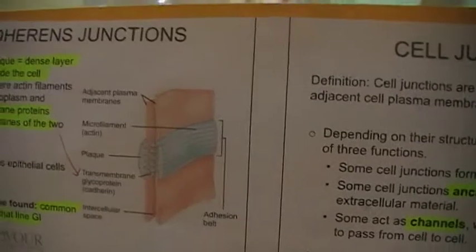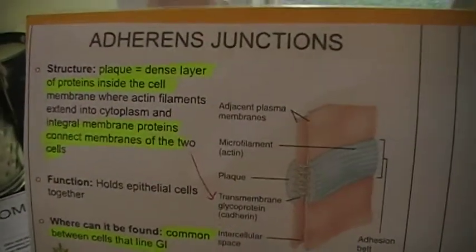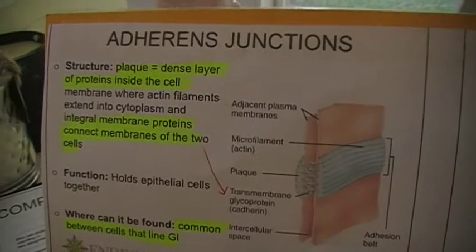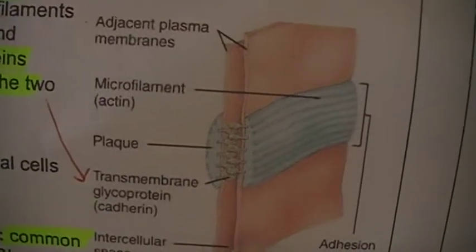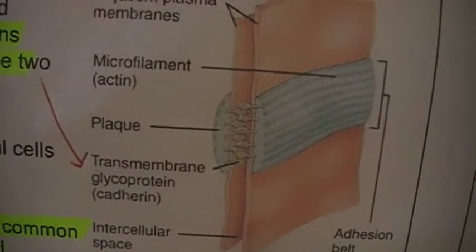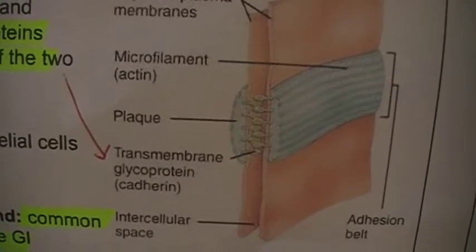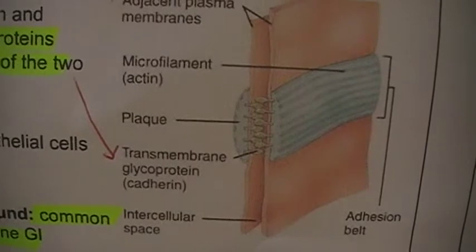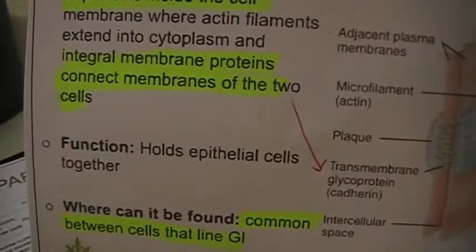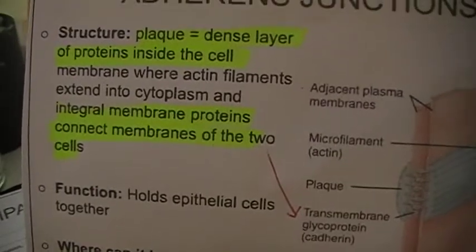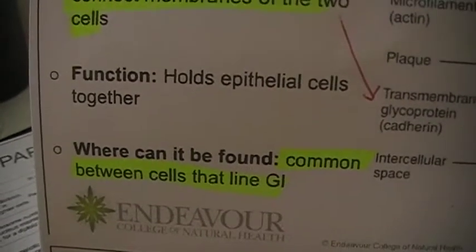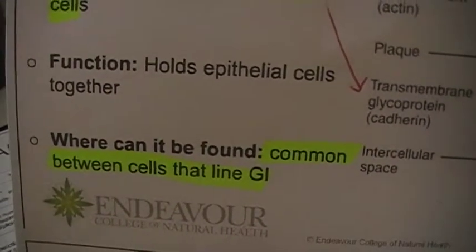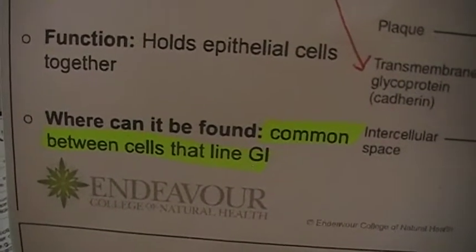Lastly, adherens junctions. It contains transmembrane glycoproteins. It's common between cells that line the GI tract. It contains plaque.